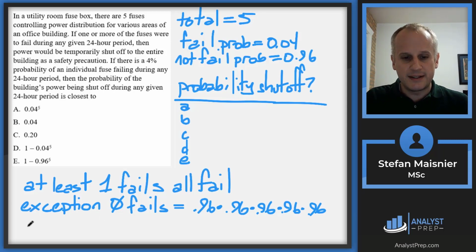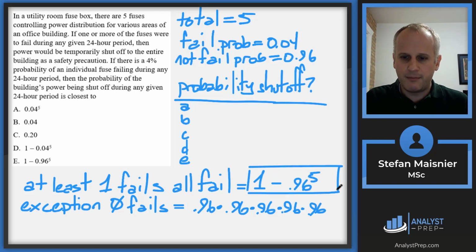So that means that the at least one fail scenario is going to be equal to 1 minus this exception, which is going to be 0.96 raised to the 5th power, and that, of course, matches choice E.